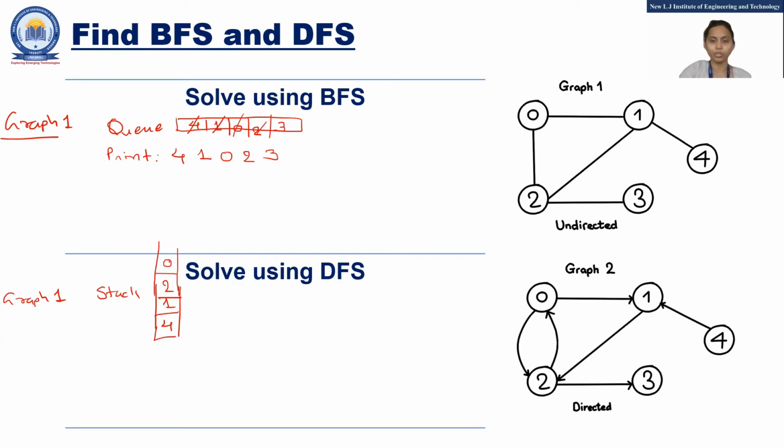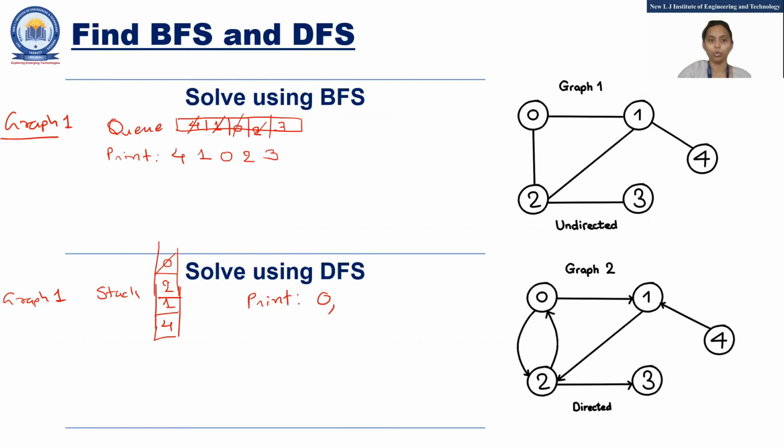Now, after 0, I can visit 1, but 1 has already been visited, so no need to add. So 0 should be considered a dead end. After 0, I cannot visit any unvisited node. So I need to pop out. So 0 is popped. Let me write print 0.